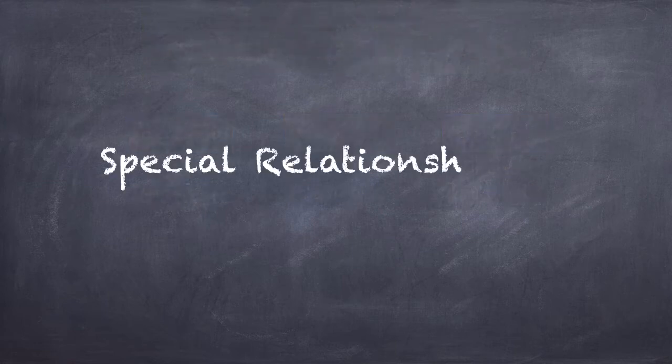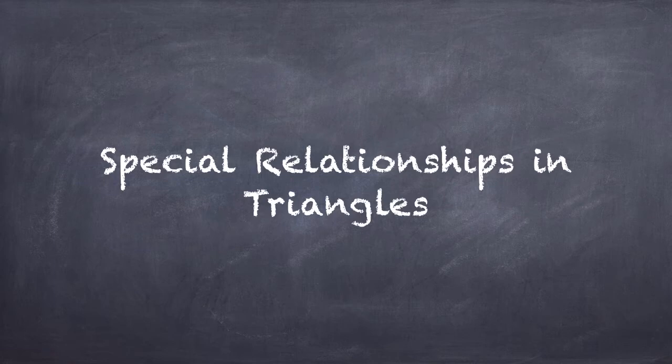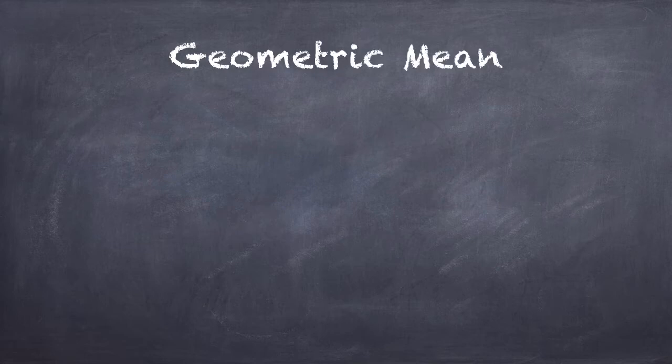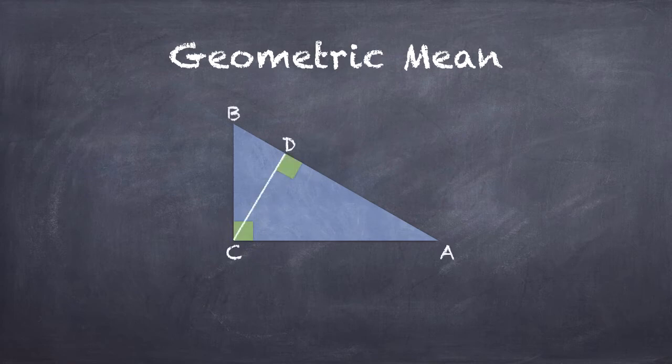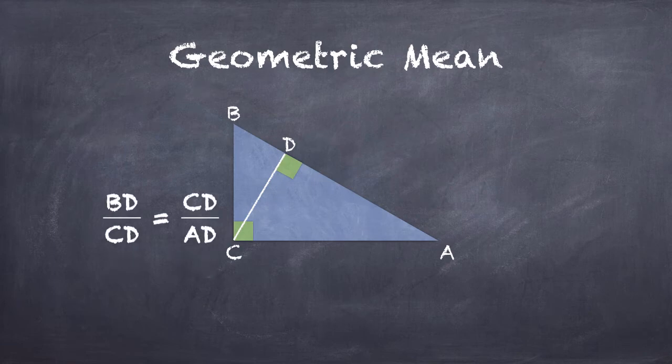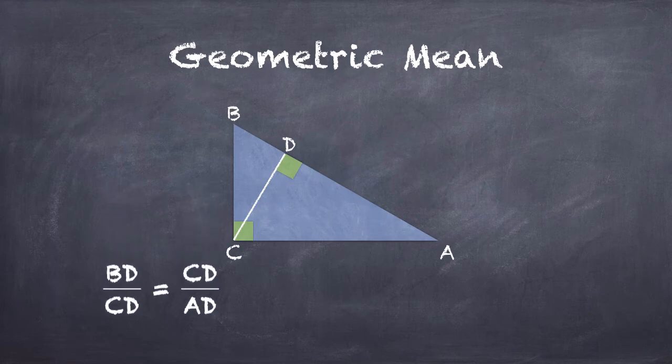There are many special relationships within right triangles, the first of which is geometric mean. Geometric mean states that when the triangle ABC, shown, has an altitude of CD that forms two smaller triangles, which allows CBD to be similar to ACD and ABC. Because of this, certain proportions can be formed. The first of which is the length of BD over the length of CD is equal to the length of CD over the length of AD.